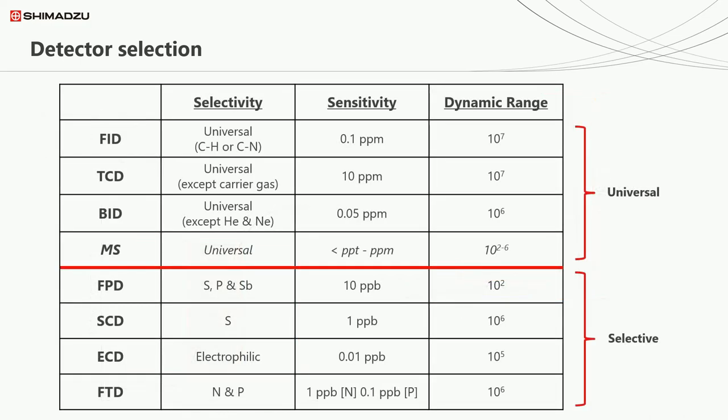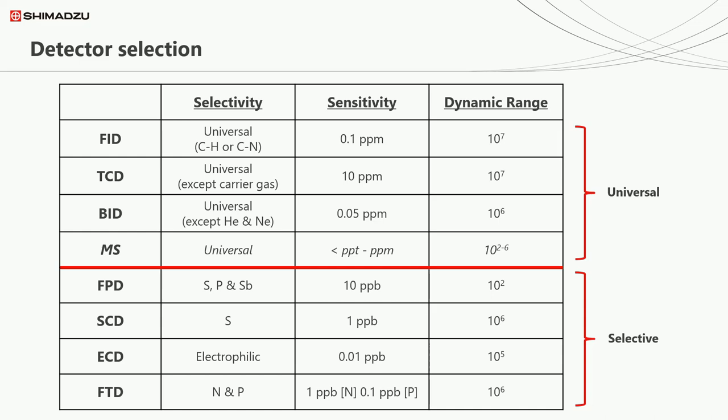Think about whether you want a universal or selective detector. If you're looking to perform a purity test on organic components, an FID might work best. But if you're looking to check impurities in gases, a TCD or BID would be better.